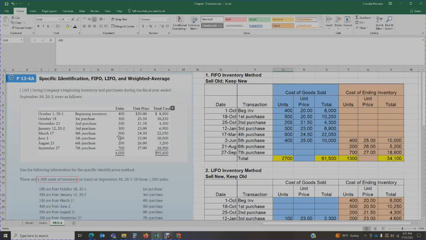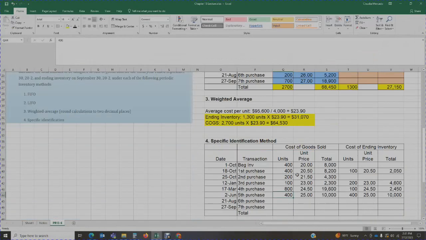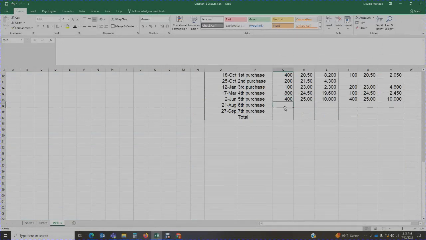Okay. August the 21st, sixth purchase. On August the 21st, I have 200 units, which I'm keeping all of them. So I didn't sell any of those units from August the 21st. I don't fill this in, but I am keeping 200 units at $26.